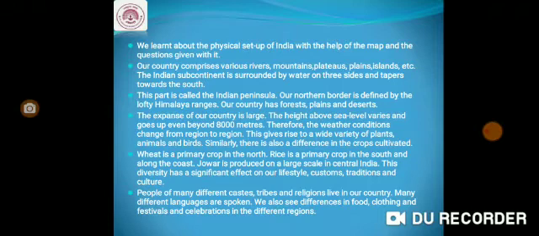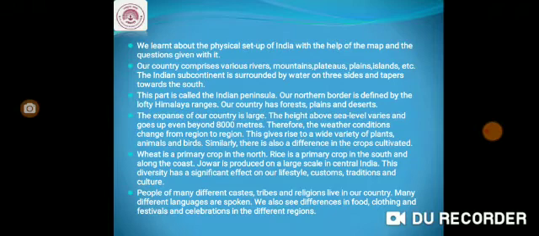Our country has forests, plains, and deserts. The expanse of our country is large. The height above sea level varies and goes up even beyond 8,000 meters. Therefore, the weather conditions change from region to region. This gives rise to a wide variety of plants, animals, and birds. There's a lot of biodiversity. Similarly, there is also a difference in the crops cultivated depending upon the rainfall and the climatic conditions.